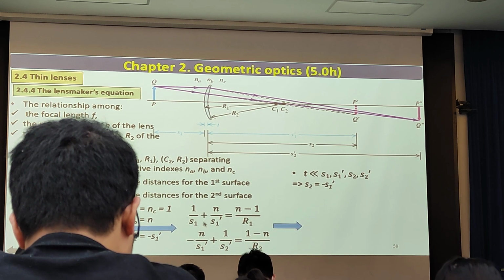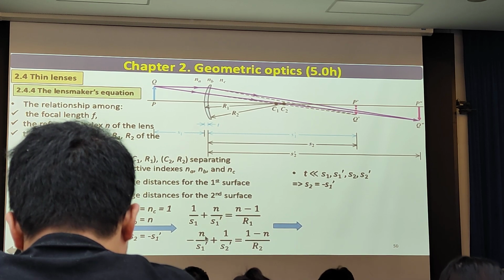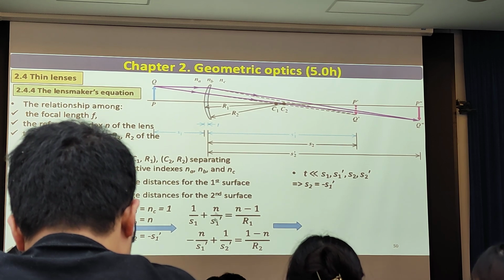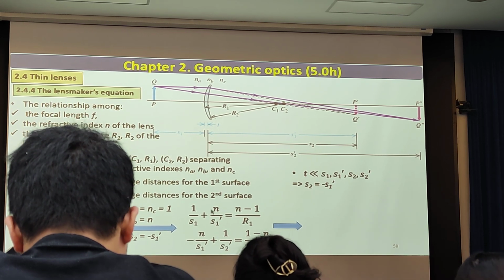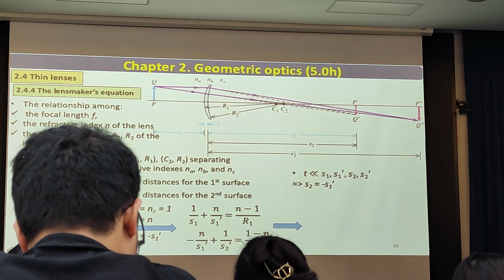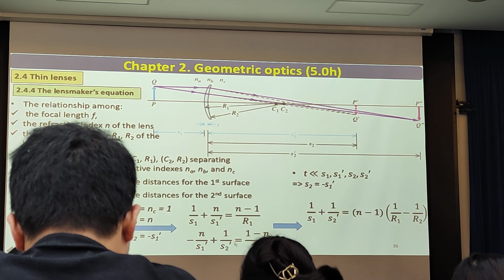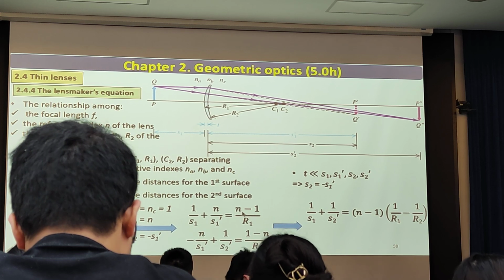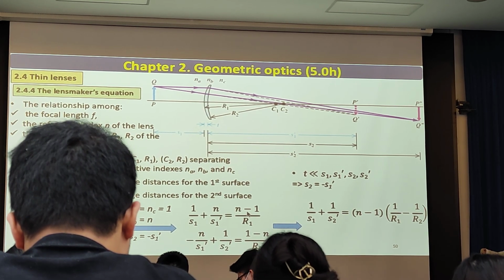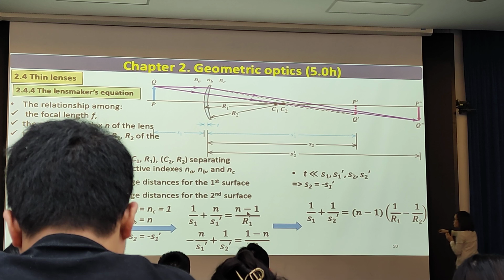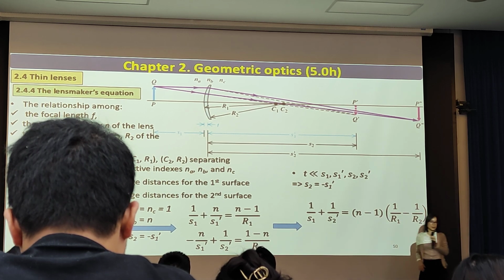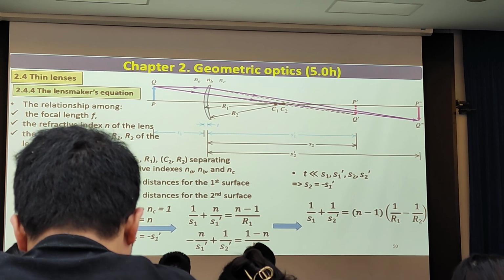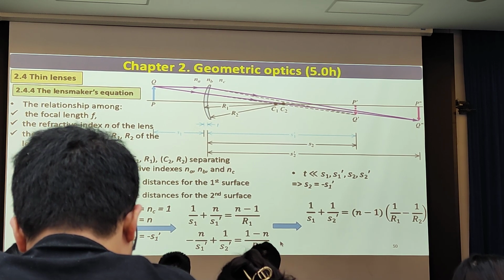And then you see N over S1 prime, N over S1 prime, the same. So if you do the sum side by side of these two equations, you neglect this part. You will get 1 over S1 plus 1 over S2 prime equals, you take n minus 1 as the mutual element out, and then you will have 1 over R1 minus 1 over R2 in the middle.